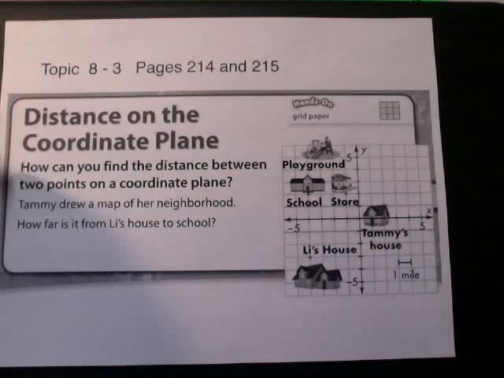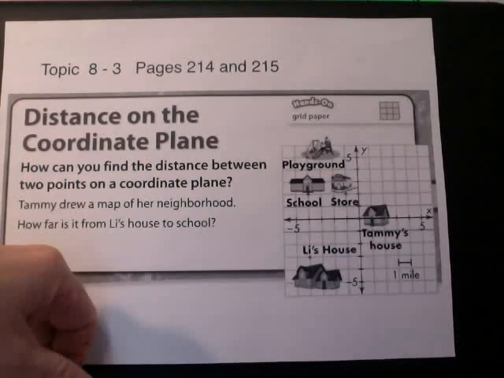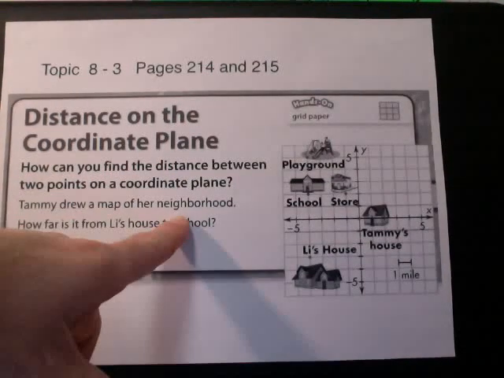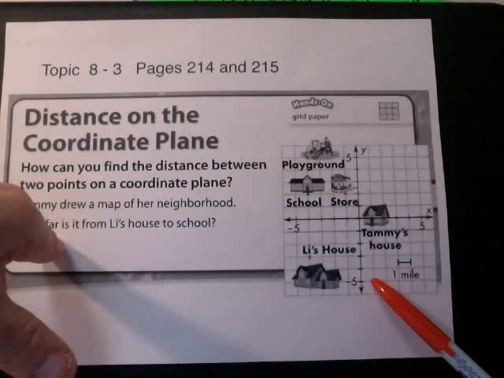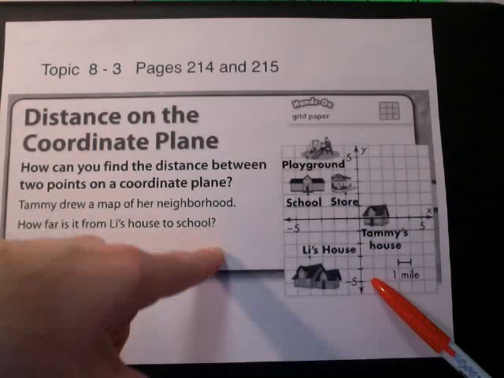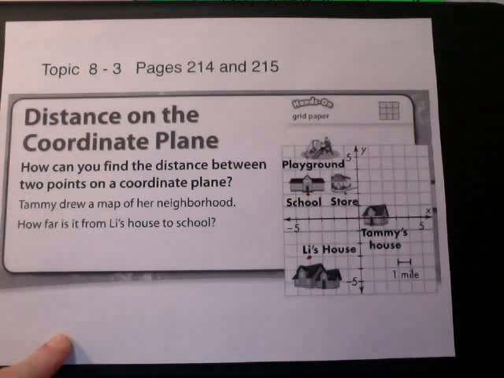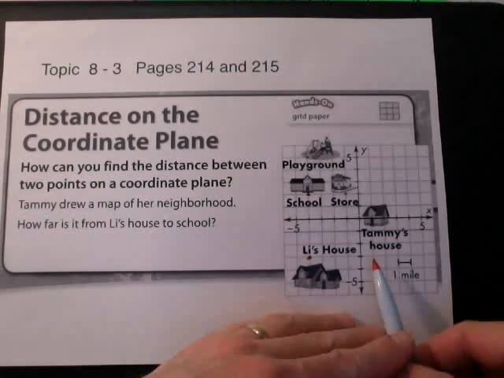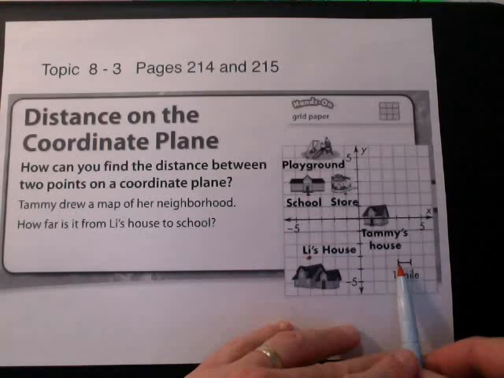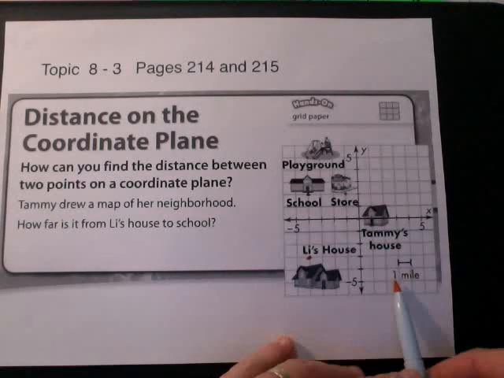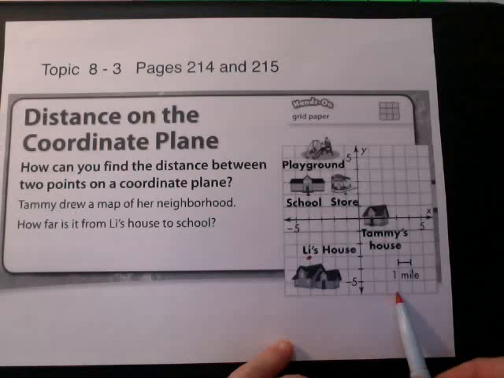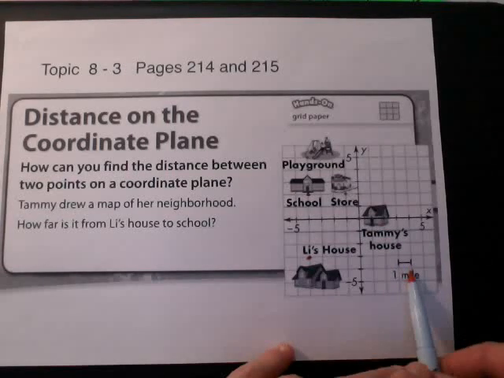Okay, now in the book they have a problem for you, the distance on the coordinate plane. How can you find the distance between 2 points on the coordinate plane? Tammy drew a map of her neighborhood. How far is it from Lee's house to school? Well, right here is Lee's house, and here's the school. Now, the important thing is to realize that the units have been defined as a distance of 1 mile. So each of these units, whether you're going left or right, up or down, has a distance of 1 mile.